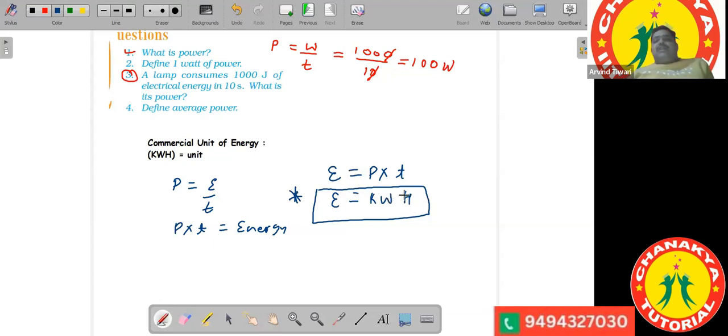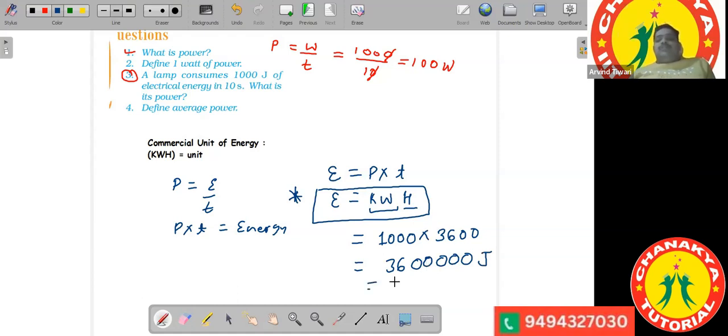Now, the question is how many joules are there in 1 kilowatt hour? You can simply convert this: 1 kilowatt is equal to 1000 watt, and 1 hour is equal to 3600 seconds, so you multiply them. You get 3, 6, and then 5 zeros. So this much joule of energy is there in 1 kilowatt hour. In standard form, it is 3.6 times 10 to the power 6 joule. So this is your answer.